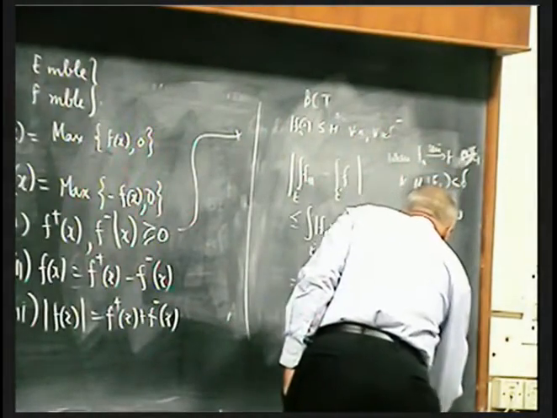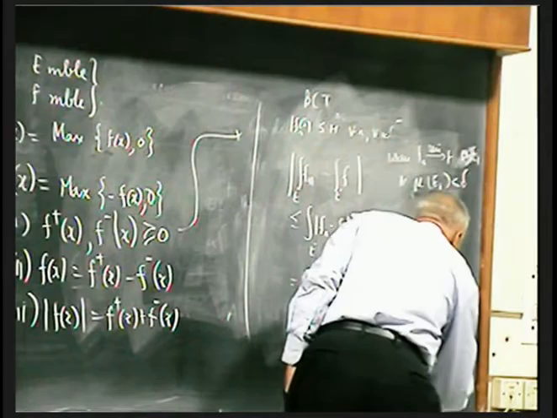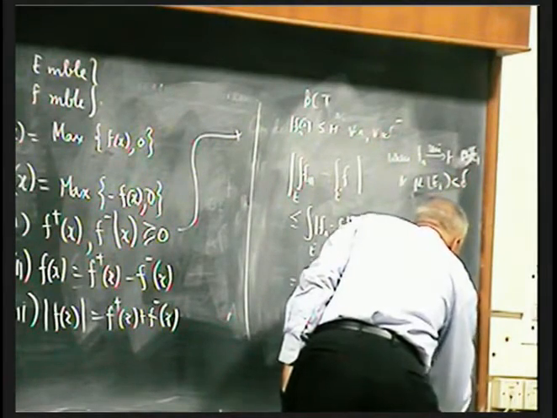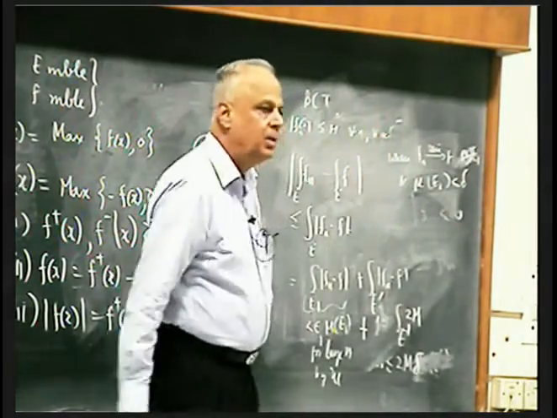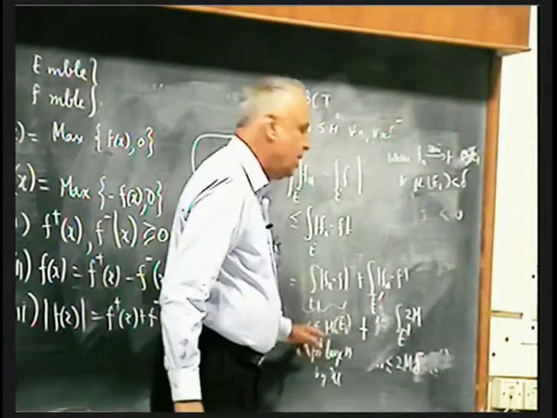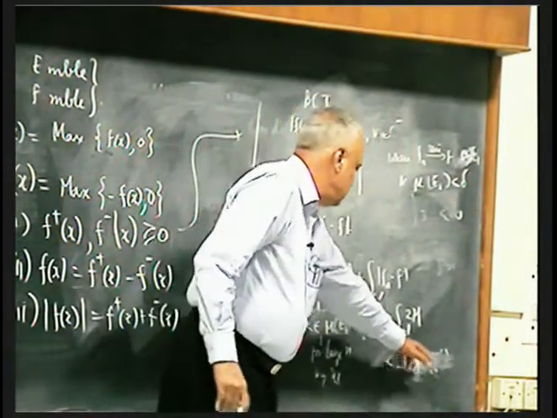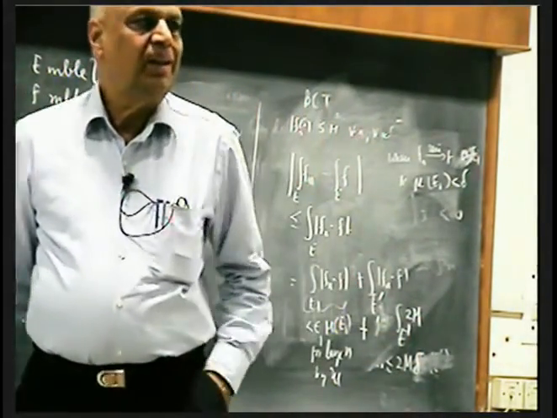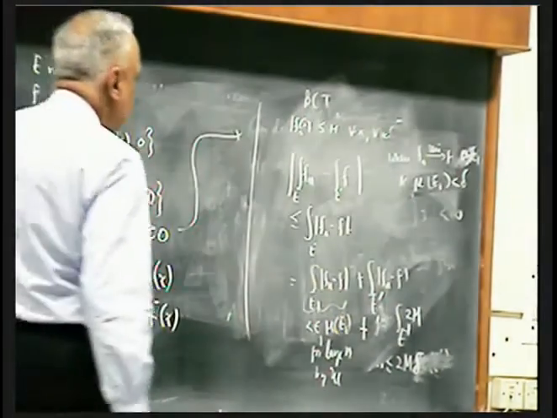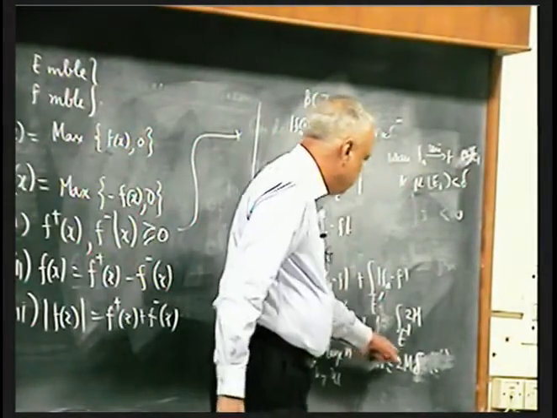So that is less than or equal to 2m times the measure of E prime, which is delta. So that is 2m times delta. So choose the deltas and the epsilon ones so that this whole thing becomes less than epsilon, and you have got the uniform convergence.